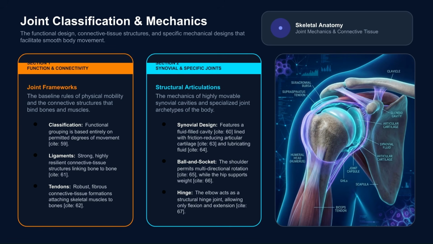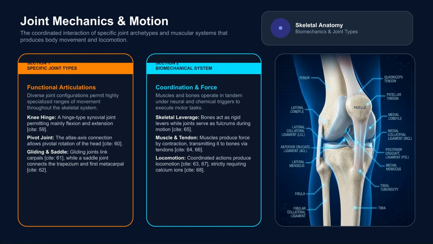Ligaments are strong connective tissue structures that connect bone to bone. Tendons are strong connective tissue structures that attach skeletal muscles to bones. Articular cartilage covers the ends of bones in synovial joints and reduces friction during movement. Synovial fluid lubricates the joint and facilitates smooth movement.